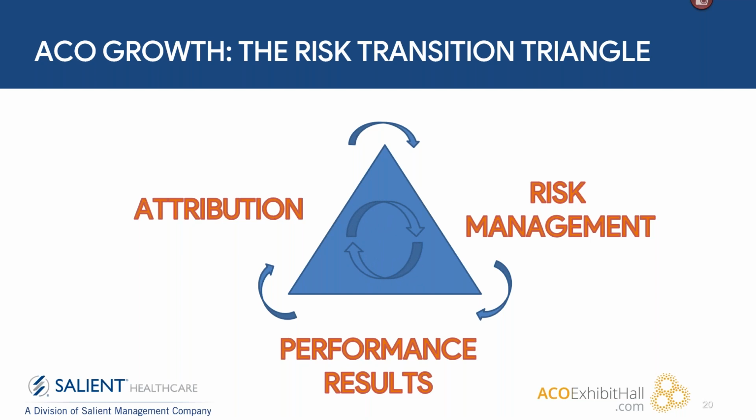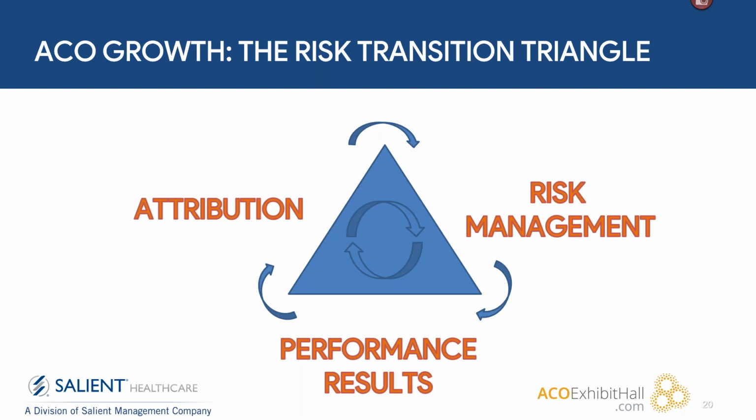In other words, the ACO starts out with an accurate membership attribution using the methodologies described by Ryan and Dr. Gray. It must then manage the financial risk associated with the medical care for the attributed population by effectively using a risk management program like the 5 risk management steps I discussed. If the risks are managed properly, then the cost, quality, and other performance results will be achieved at a successful level, demonstrating the ACO's successful performance. So now the arrows you see inside the risk transition triangle suggest movement from one leg of the triangle to another.